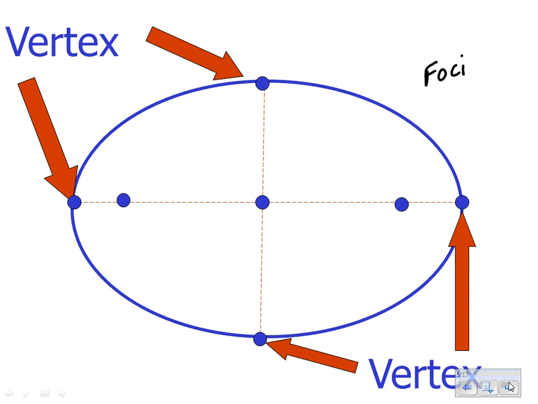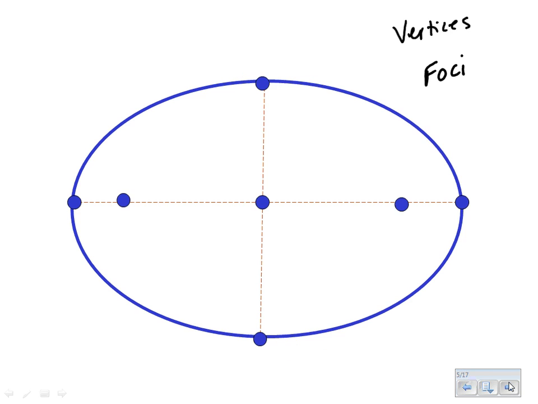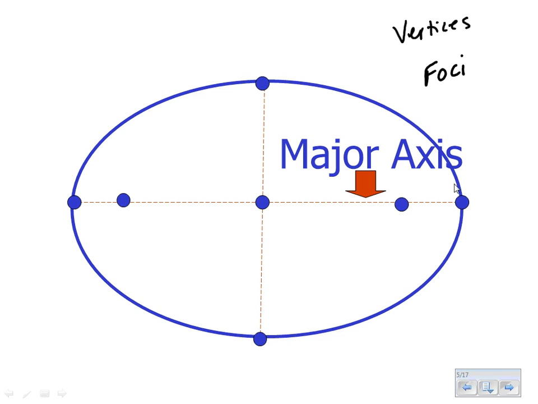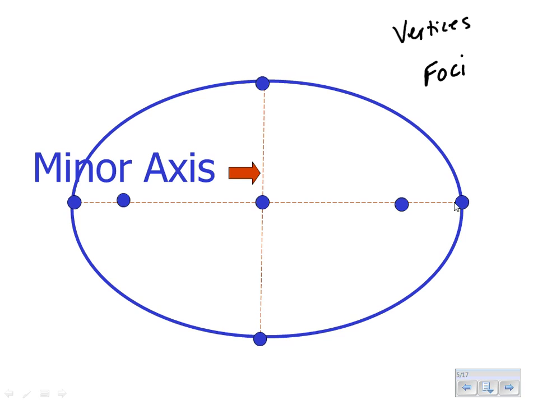We also have 4 vertices. The plural is vertices for vertex, 4 of those. We have the axis that goes all the way across from vertex to vertex in the longer direction. It's called the major axis, and I'll bet you can guess what the other axis is called. Minor axis. Very good. Those are the parts of the ellipse.